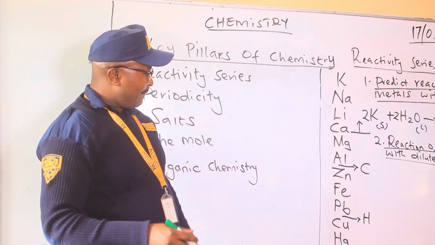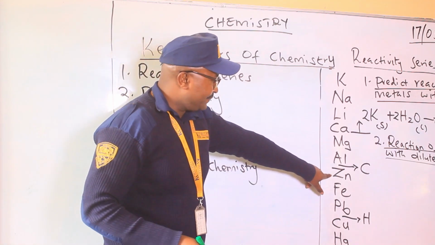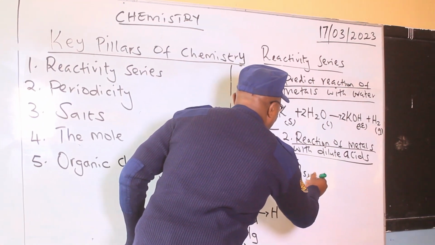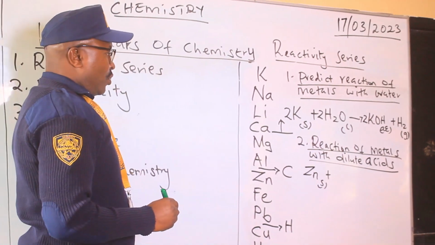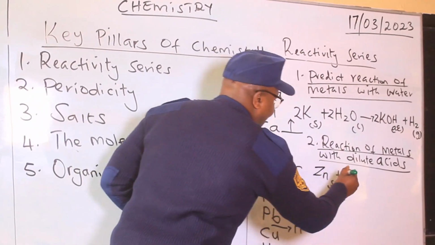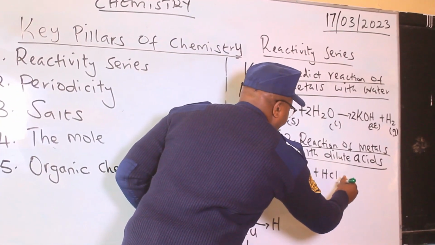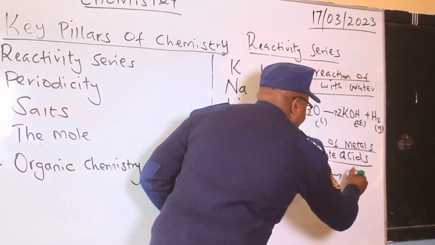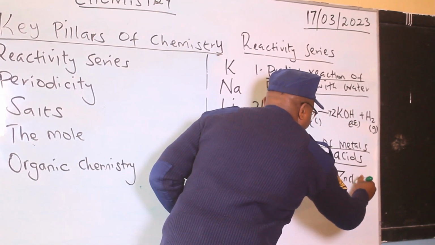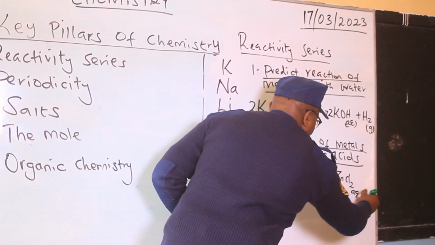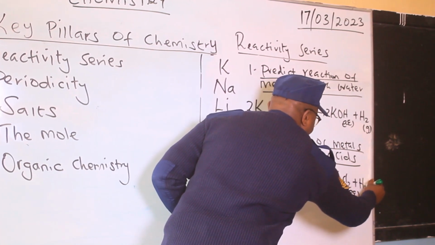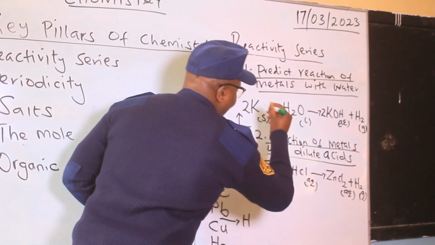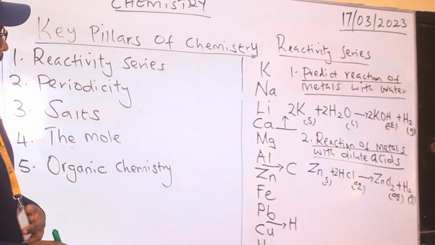For example, I'll take zinc, which will be our example, and then we react the zinc with hydrochloric acid to obtain zinc chloride, which is a salt, and hydrogen gas. Then ensure your equation is balanced.